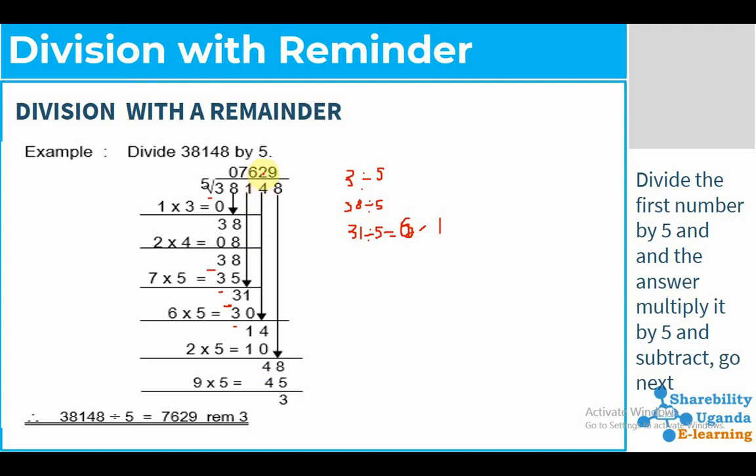So we write our 2. Then we say 2 times 5, we get 10. When you get 10, we say 14 minus 10, so we get our remainder as 4. Because we still have our 8 here, we bring it down, and it becomes 48.